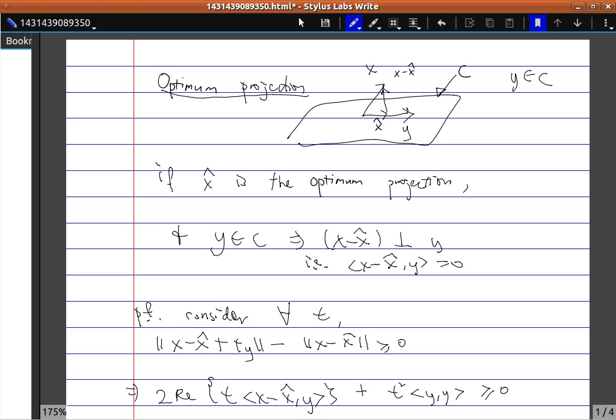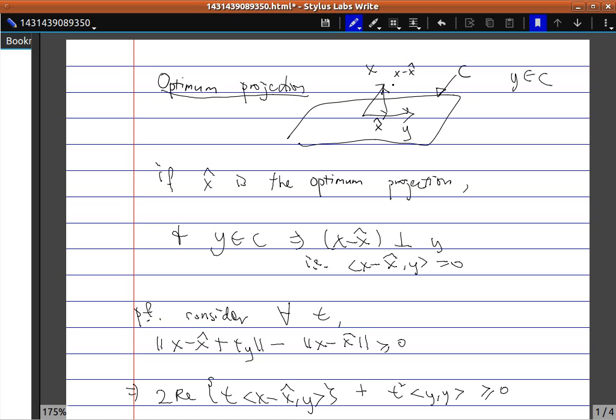Hello. I'd like to talk about the projection theorem and orthogonality principle today. Basically, the projection theorem refers to the optimum projection of a vector in the Hilbert space onto a subspace C, just like in this diagram in this figure here.